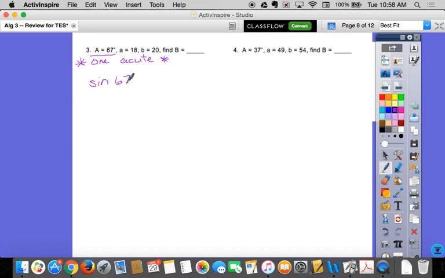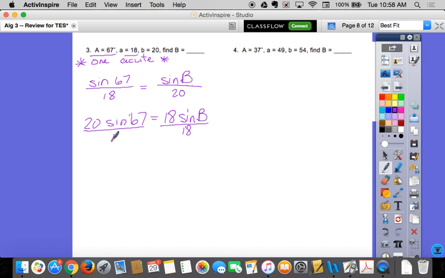So sine of 67 matches with 18. Okay, I'm looking for big B. So sine of big B over 20. All right, let's cross multiply. 20 sine 67, 18 sine big B. Now the 18, he's out front, so he's just a plain old 18. So that goes over. Now you're going to type the whole top, get an answer, divided by 18.